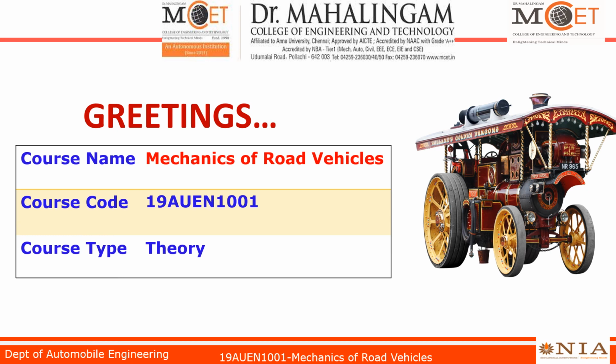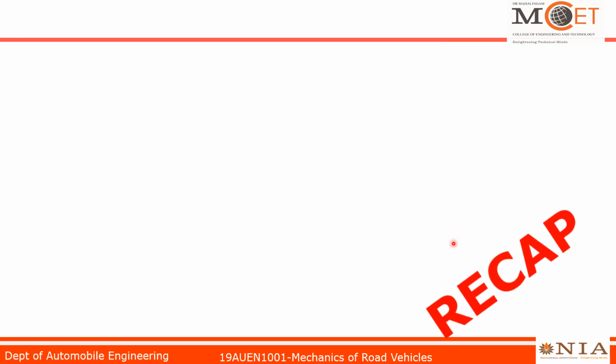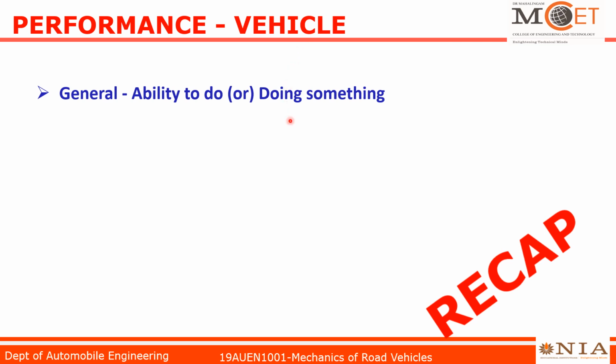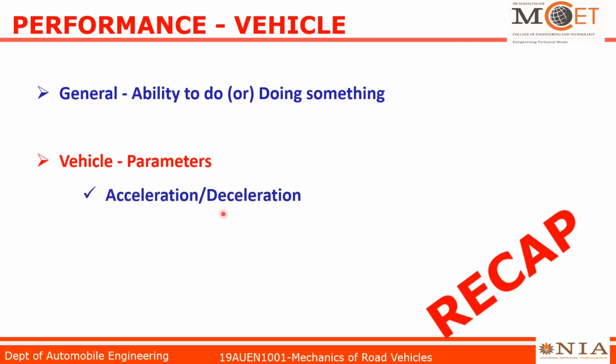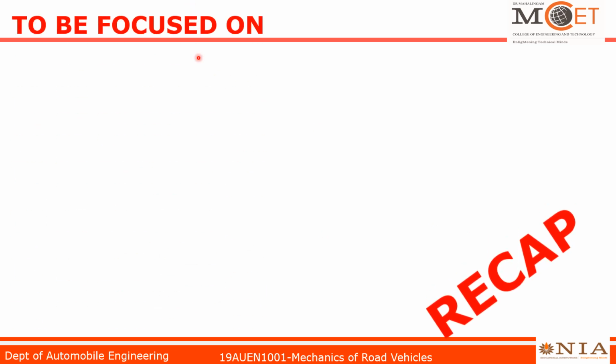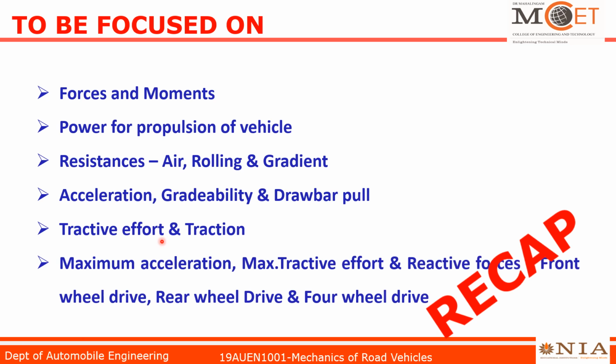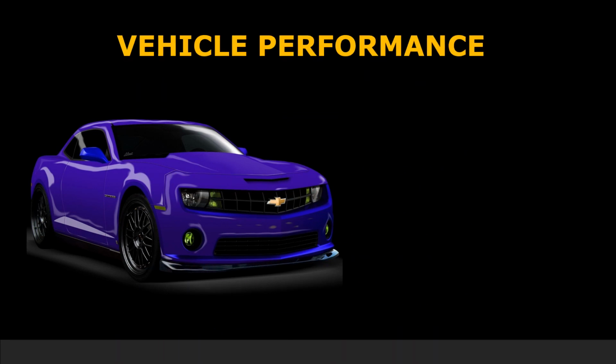Welcome back to the course Mechanics of Road Vehicles. We are discussing CO number 4, analyze the tractive characteristics of vehicle for different types of drive. We are in unit number 4, vehicle performance.